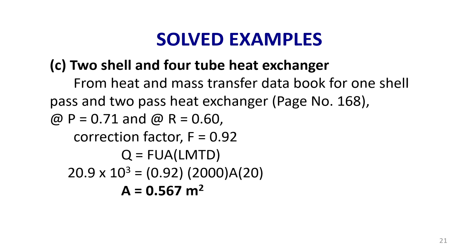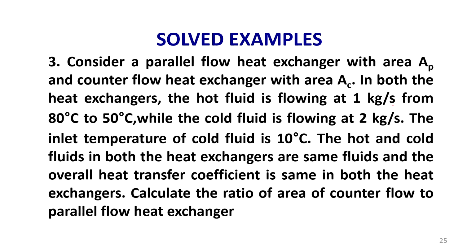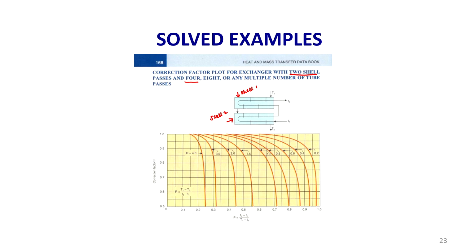That means I will be using the chart on page number 168. Again, here also the word tube is missing, so let me edit it. Shell pass and tube pass separately, that is the appropriate way to represent. So, from the heat and mass transfer data book, this is page number 168.